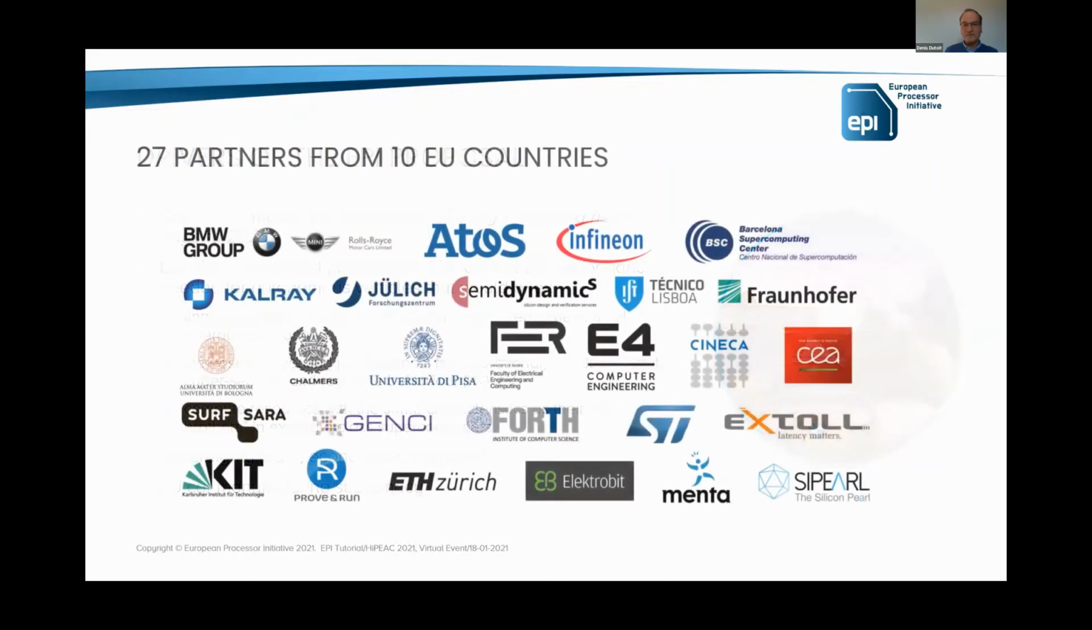Now, the EPI is a project which is currently implemented under the first stage of the Framework Partnership Agreement, FPA. First stage means the first SGA. We call it SGA1. The European Processor Initiative is gathering 27 partners from 10 European countries, and the leading organization is Atos from France.